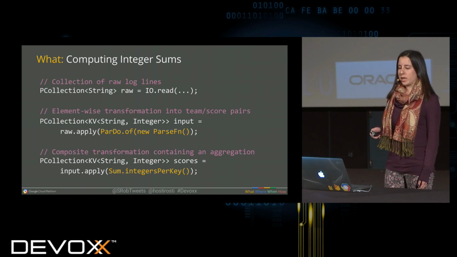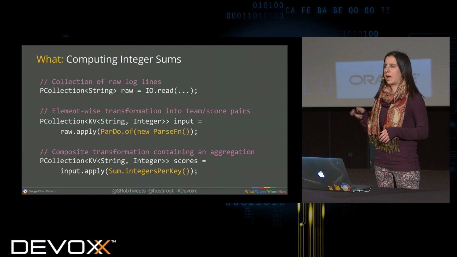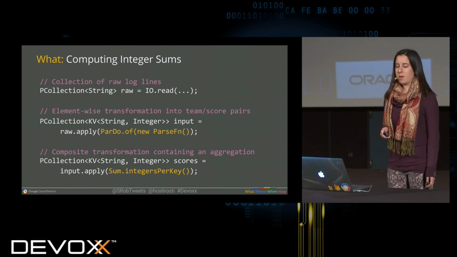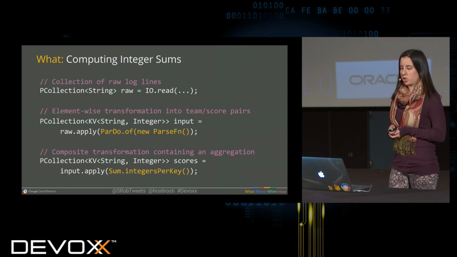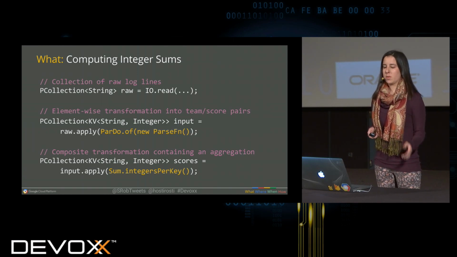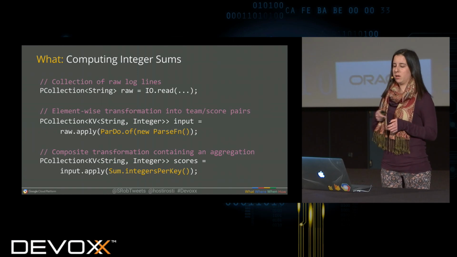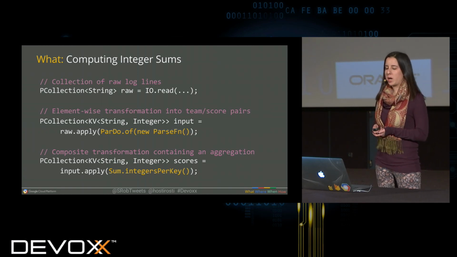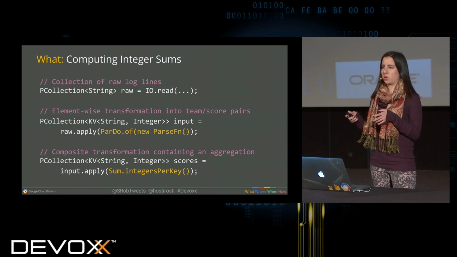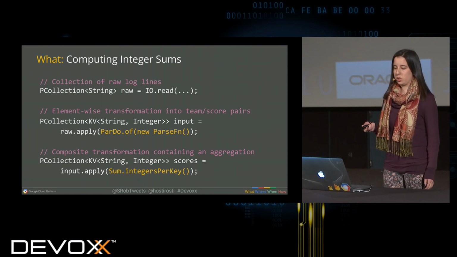Here we've got a collection of raw log lines that are just score events in our game. Someone's tapping a button in our game. We start with a PCollection of just raw log lines, so each line in this file is an event. Then we want to create a more structured PCollection. We want to turn these raw lines into key value pairs of a team and the score that person got for that particular event. And we'll use parallel do to do that.